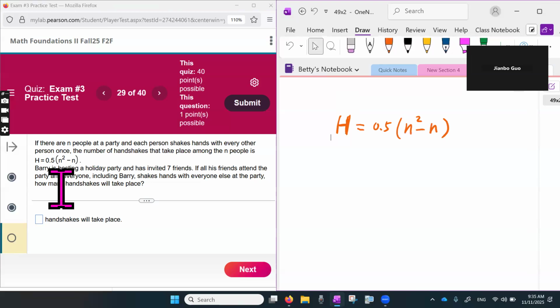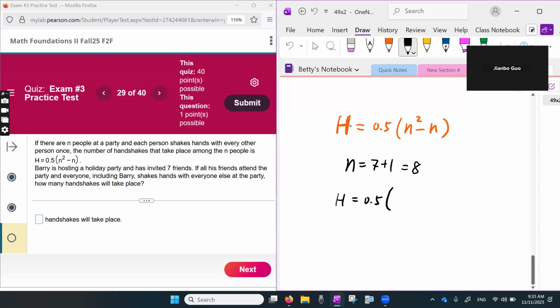So it's given. Barry is hosting a holiday party and has invited 7 friends. If all his friends attend the party and everyone, including Barry, that's very important information, including Barry, shakes hands with everyone else at the party, how many handshakes will take place? A lot going on, right? Basically, it tells you n equals 7 plus 1, 7 friends, and Barry himself, 7 plus 1 is 8. All we need to do is plug in n equals 8 to find the value for h.